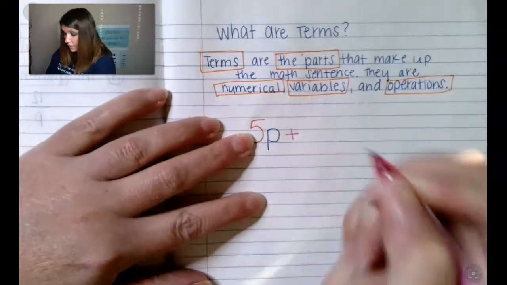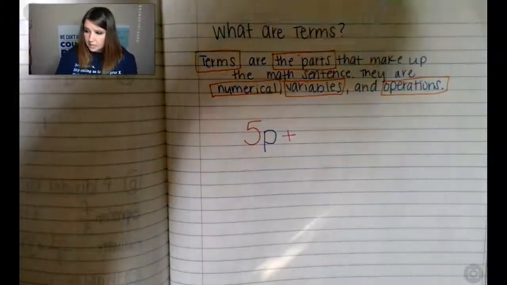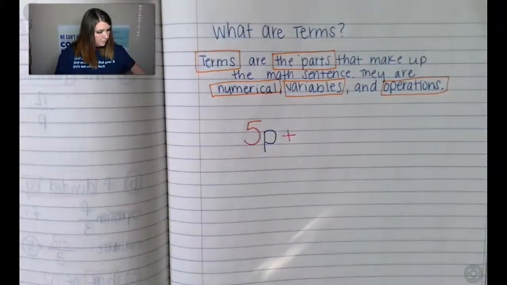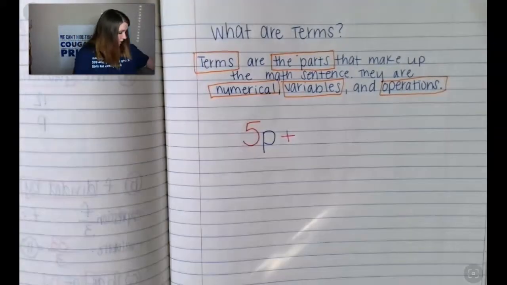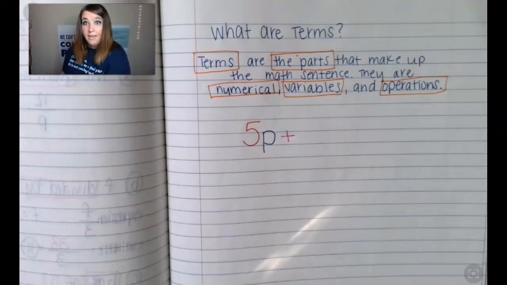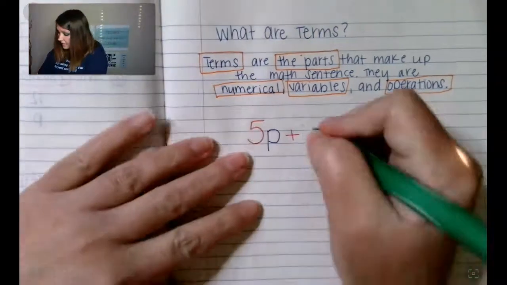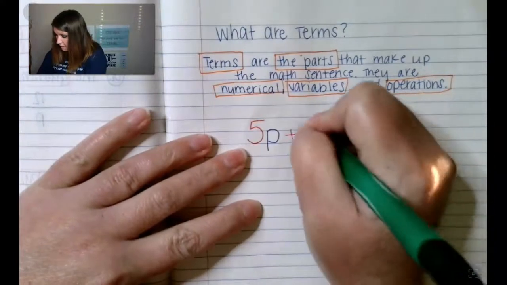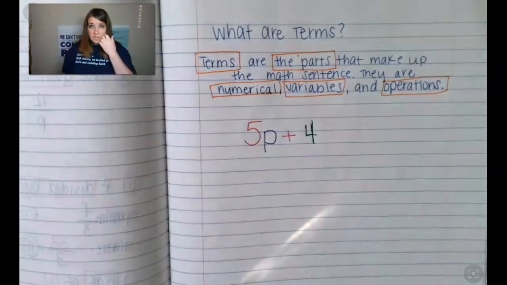So there's my addition sign. And last but not least, I need my green. Where is my green? My green has gone missing. Oh no, my green is missing in action. Oh, there it is. Okay, ready? The last constant, the last number is a 4. Okay. Whew, that was a close one. We almost lost the green.